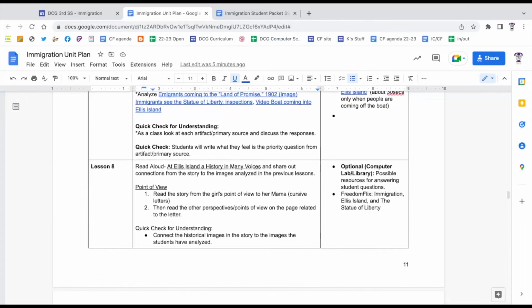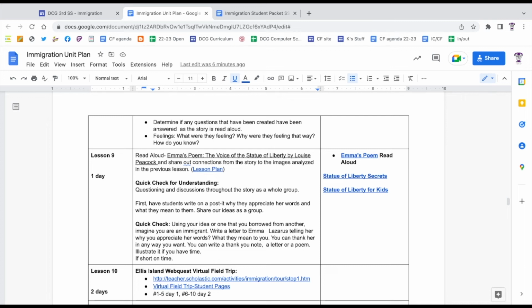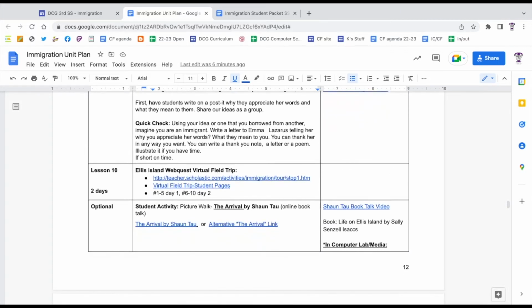In Lesson 8, we have a book that we can read, At Ellis Island, A History in Many Voices, and we focus on the perspective of the girl in the story, as well as some of the other characters. In Lesson 9, we read the book Emma's Poem, and we focus on what those words mean to us, surrounding the concept of the Statue of Liberty and what it represents. Lesson 10 is an Ellis Island WebQuest virtual field trip where students can explore different aspects of Ellis Island.